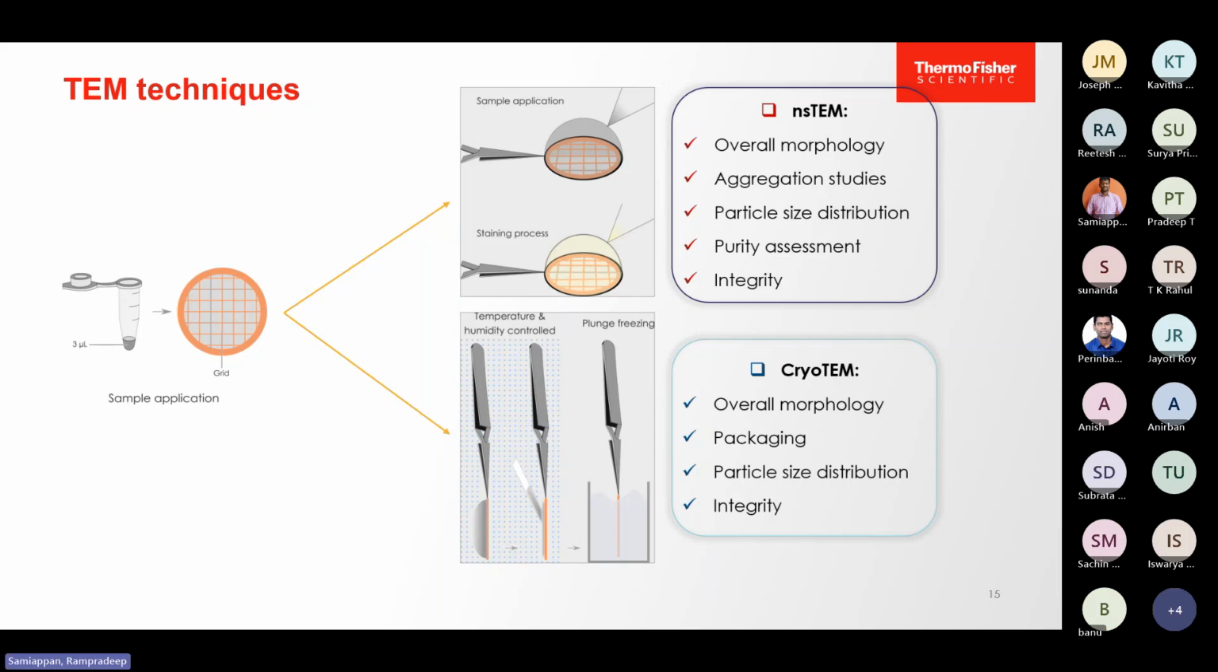Over here it's the vitrification process, where temperature and humidity play an important role. Once that is done, it is plunge frozen in ethane, and then the grids go to the microscope. What you will see is your particle in the native state. These are the objectives that you will be studying in cryo-electron microscopy.